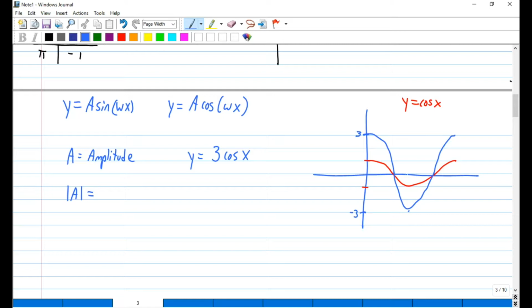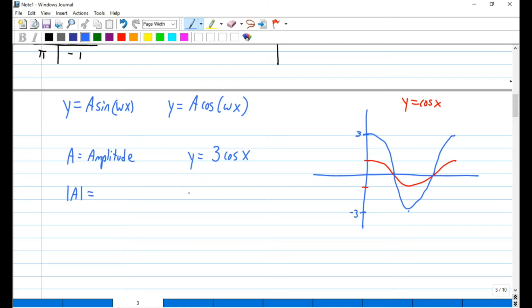It's just going to have a higher point 3 units up and a lower point 3 units down instead of 1 each way. And that's the same for sine or for cosine. Changing the amplitude is going to change the height, or the high point and the low point to that number.